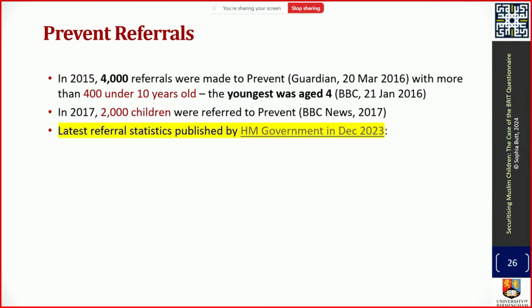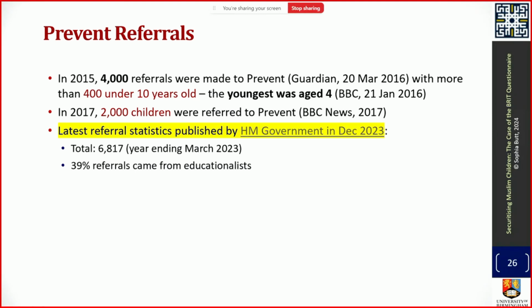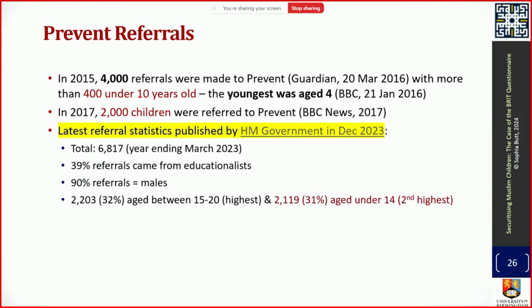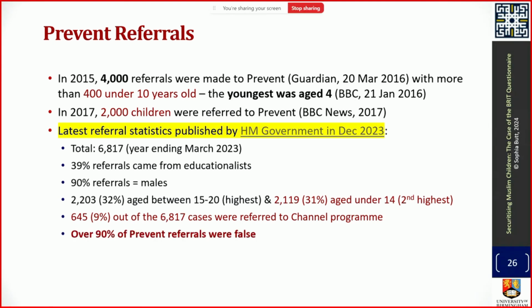But the latest referral statistics, which were published by the government in December of 2023, show that there were a total of 6,817 referrals last year. 39% of the referrals came from educationalists, so schools, colleges, universities. 90% of the referrals are males, and 32% were aged between 15 to 20, which is the highest. At 31%, closely behind, were children under the age of 14. 9% of the 6,817 cases were referred to the Channel deradicalisation programme.